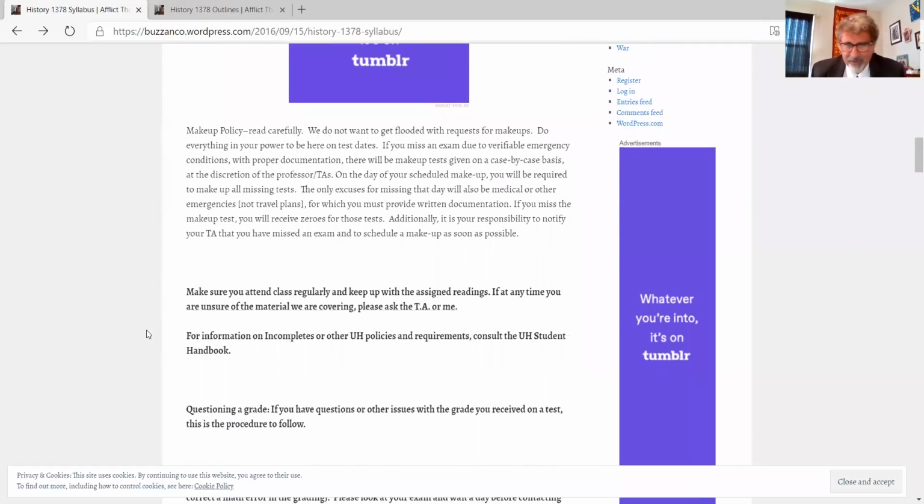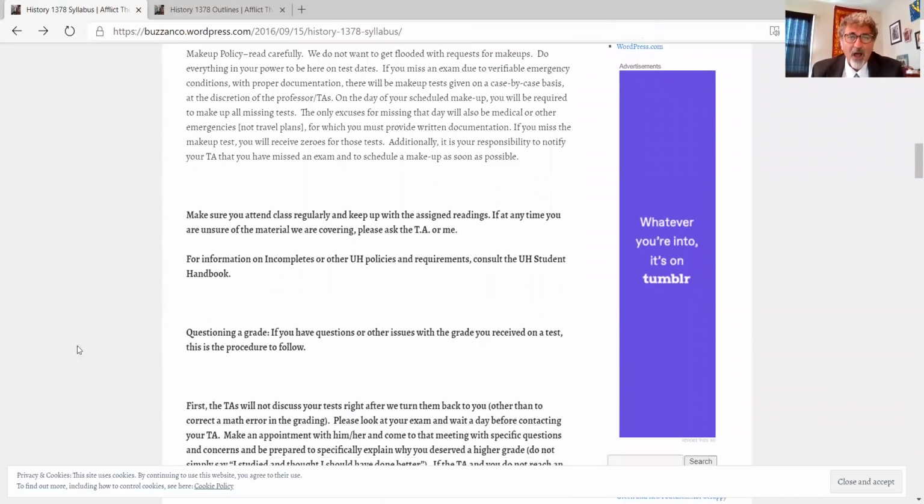Attend class regularly, keep up with the readings well. If you have any questions about incomplete or things like that, go to the UH handbook for students. Also on Blackboard, if there's any document from UH about this semester, about the requirements for the semester, we'll put it on there. So, like I said, check Blackboard.